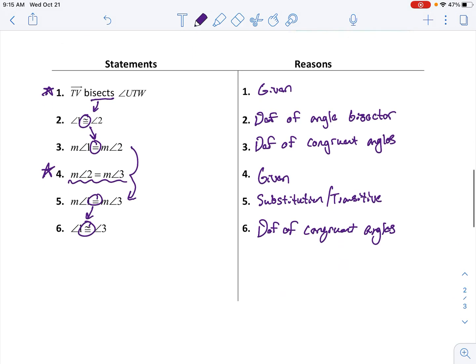So there is our 2.6 day 2 notes. I know that is quite a bit. Proofs, it takes practice. It takes patience.